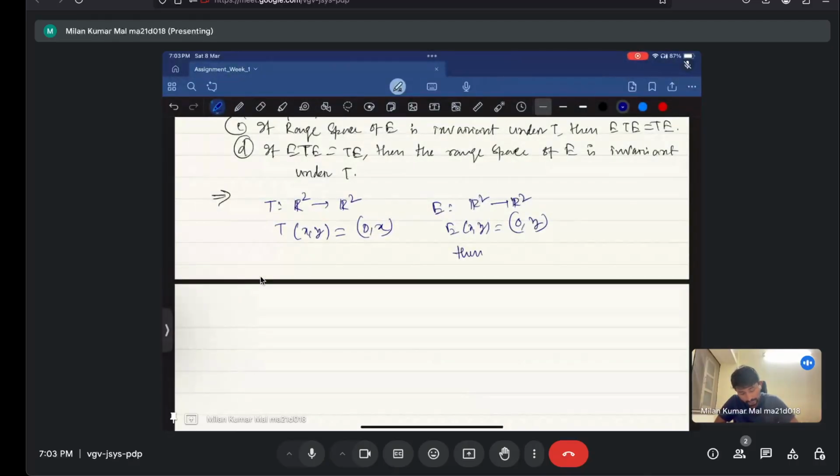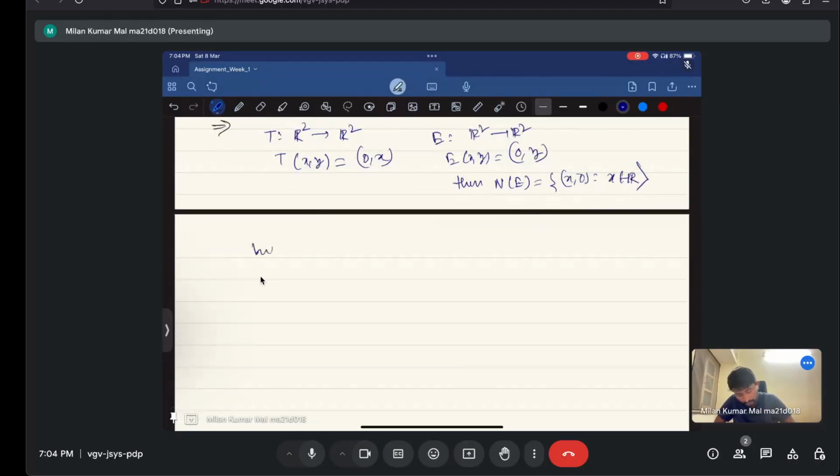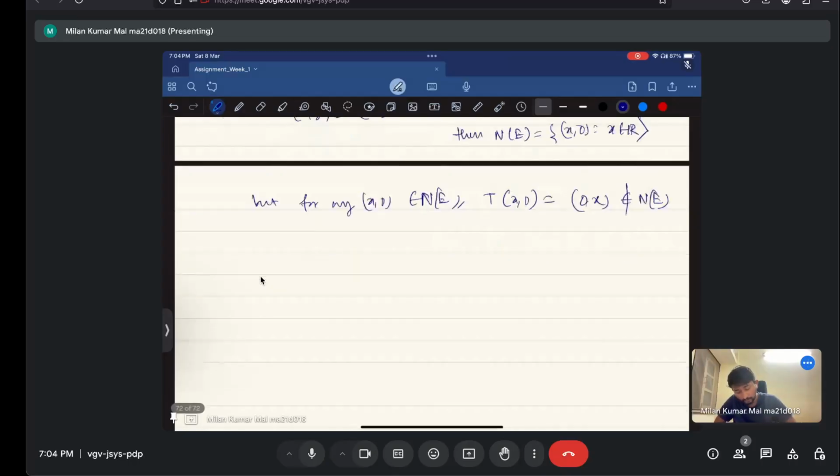Then null space of E is equal to (x, 0) such that x comes from R. But for any element (x, 0) in the null space of E, one can look at T of (x, 0), that is equal to (0, x). That is not contained in the null space of E. So therefore the null space of E is not invariant under T. So therefore the first option is false.